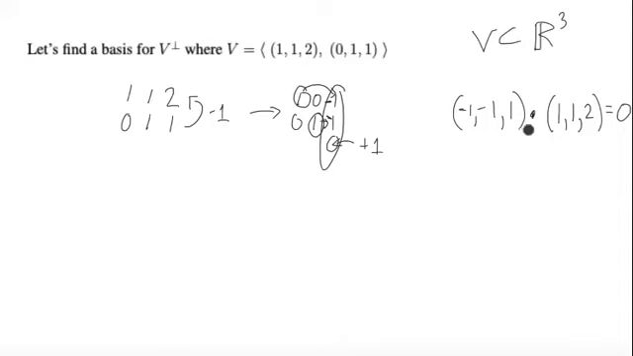Then we can check the other one, 0, 1, 1. And sure enough, as we do this, notice we get 0 plus -1 plus 1, which is 0. So we have successfully been able to find that.